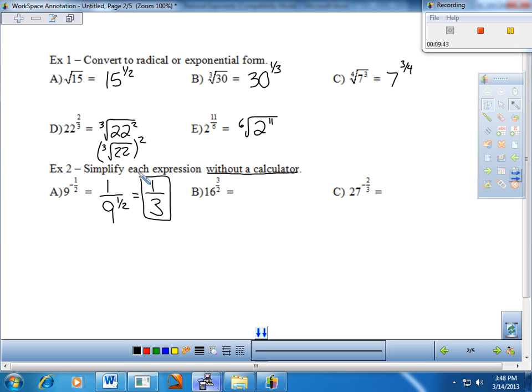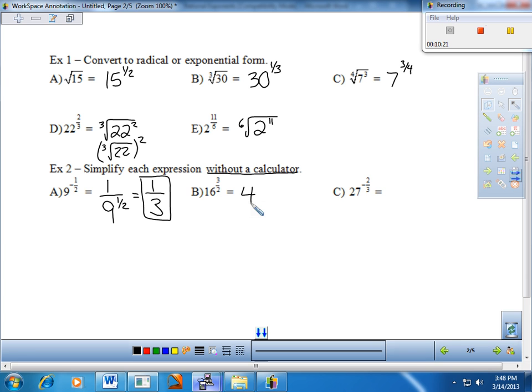Okay, good. Let's see if we can pull off this one. 16 to the 3/2. So let's think about this in a couple different ways. If I'm going to do this without a calculator, I have 2 options. I either can take 16 and begin to raise it to the third, or I can bring it on down a little bit and take the second root, or the square root of 16. Now, 16 raised to the third is a little difficult to do just mentally, so I think it's easier to break this on down. I do know that the square root of 16 is 4.